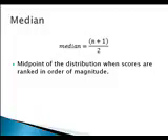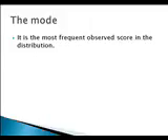As I said before, maybe this concept is clearer: the median is the midpoint of the distribution when scores are ranked in order of magnitude. So this is another measure, and we also have the mode. The mode is the most frequently observed score in the distribution.